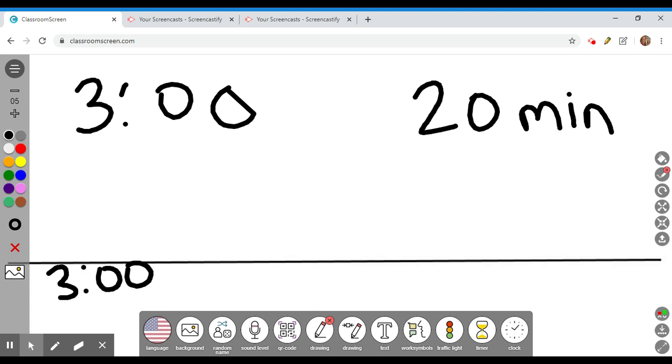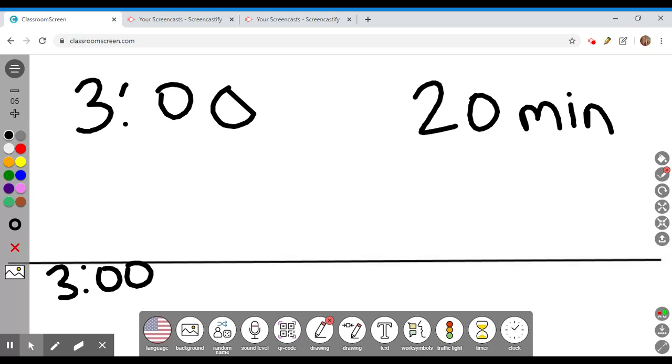Now we know we could travel on the number line by making hops along the number line until we get to however far we need to travel, in this case 20 minutes. However, just like on a clock, we know we don't typically count all the minutes. We would instead look at our clock and start counting by fives. So I'm going to do the same thing on my number line.